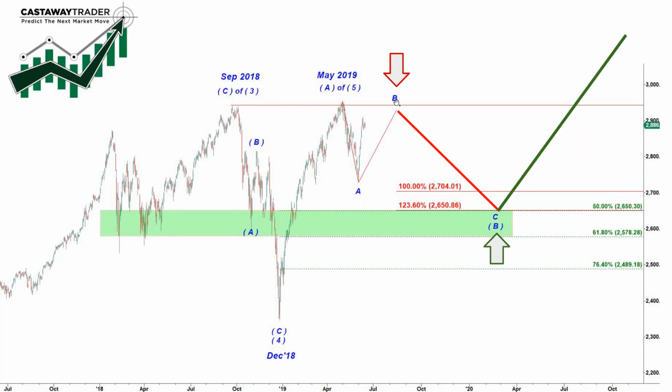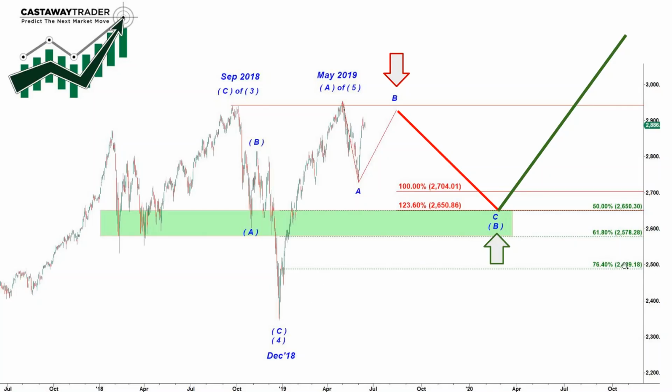So we will be looking at the microstructure with my subscribers. Then we should get an impulsive looking drop down, targeting 2700 or 2650, because at 2650 we see a strong demand zone.